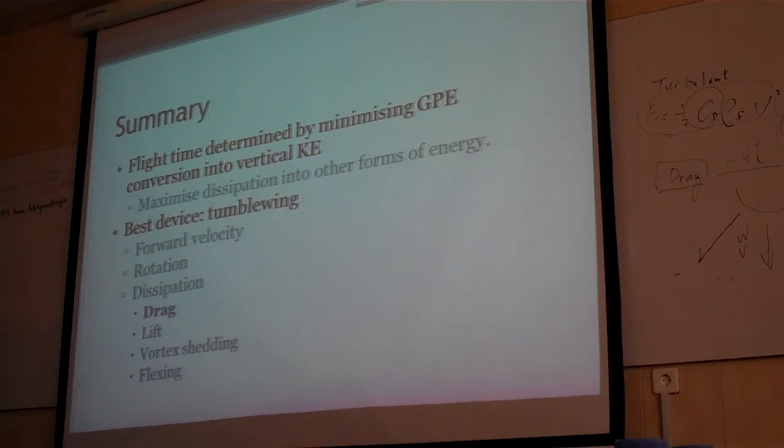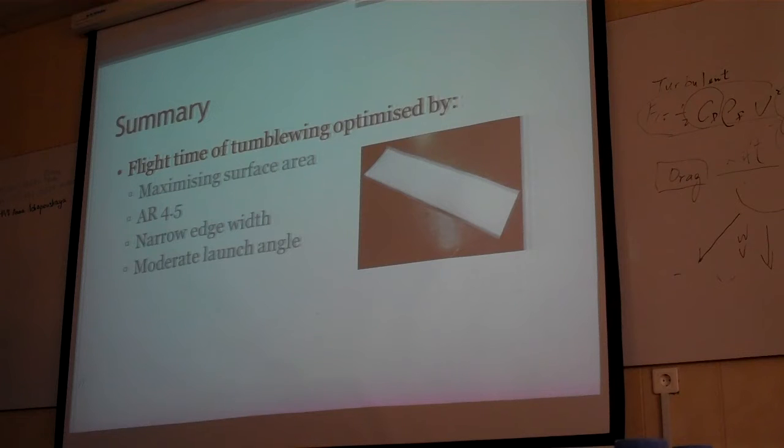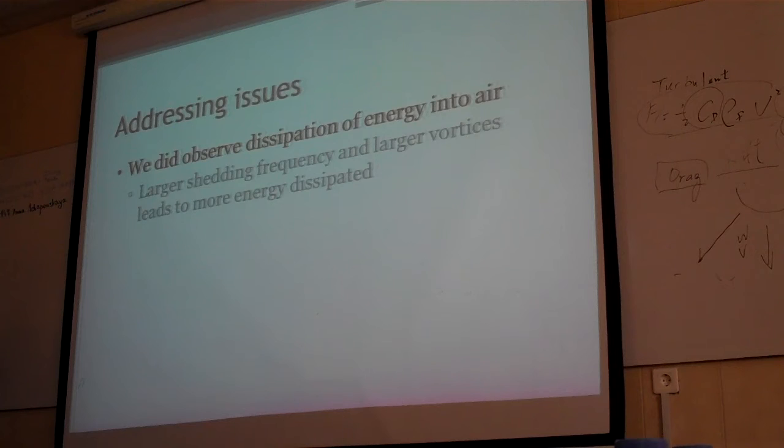And the best device will be the tumble wing because it makes use of the most modes of dissipation, such as forward velocity, rotation, and dissipation through the modes of drag, lift, vortex shedding, and flexing. So this is why it's better. And the flight time of the tumble wing can be optimized by maximizing surface area. It needs to have an aspect ratio of 4.5, as narrow an edge width as possible, and a moderate launch angle.